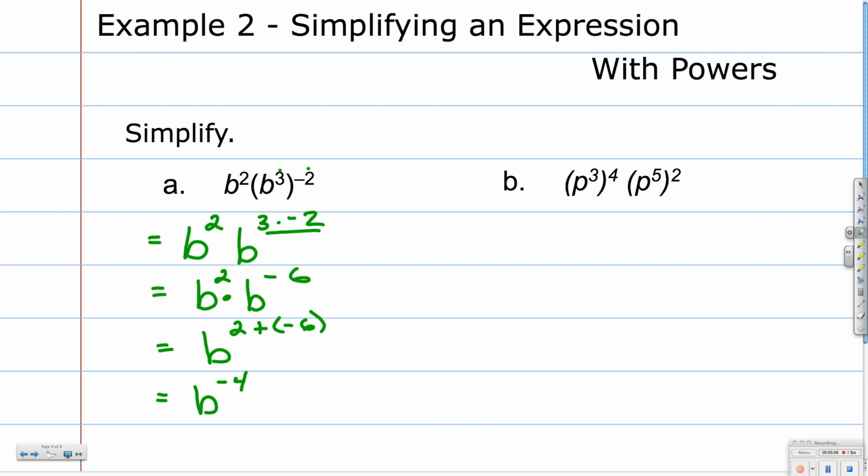And like we saw in example 1, we need to correct this negative exponent, b to the negative 4, by writing it as 1 over b to the 4th power. This is our final answer here.